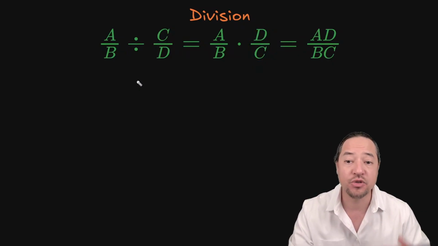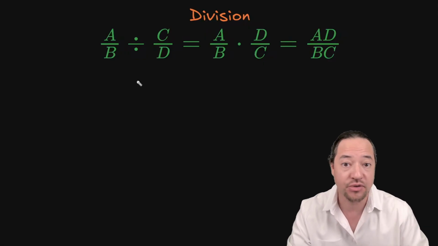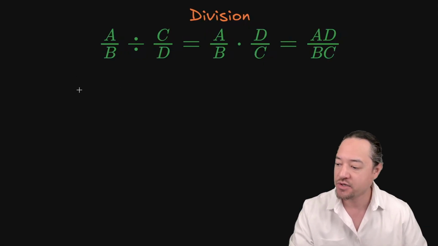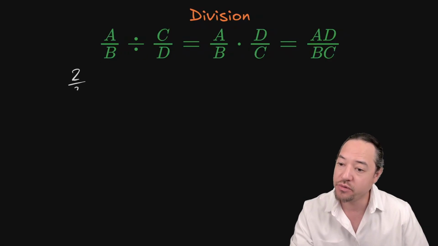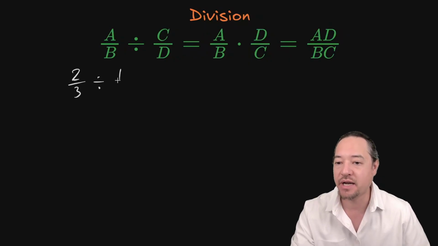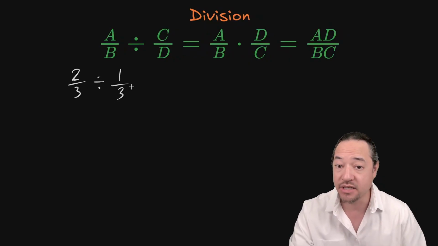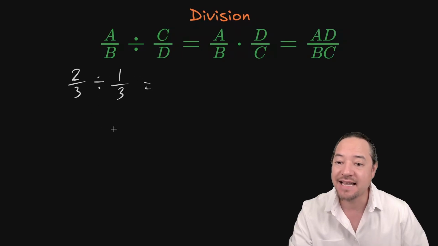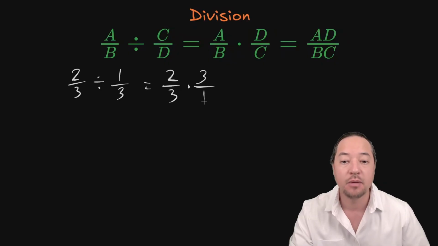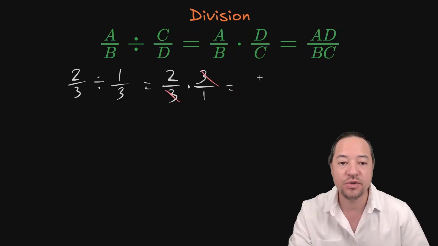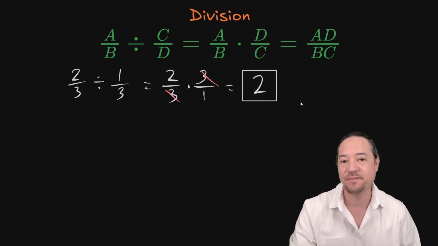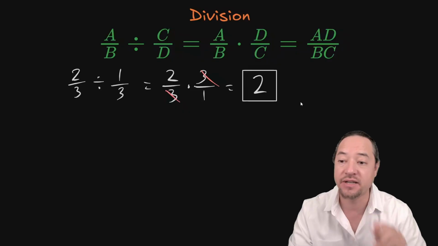First, let's look at an example just using numbers for our fractions here. So for example, let's say we have 2/3 and we're going to divide this by 1/3. What's that going to equal? Well, we can take this second fraction, get the reciprocal of it, and then multiply. So that'll be 2/3 multiplied by 3/1. Notice these 3's will cancel out, and so we're just left with 2/1, which is just 2. Okay, there we go. Nice and easy. This is how we can divide numbers.